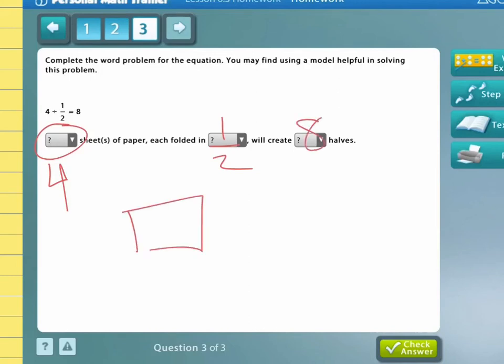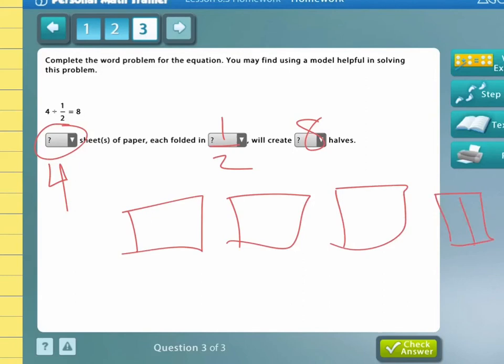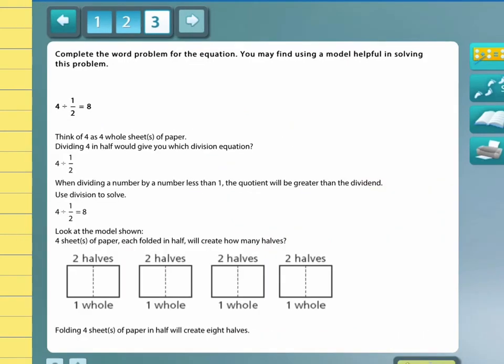And if you drew that, you would see that you would have 4 pieces of paper, and they're cut in half, and so you end up with 8 halves. And here is the Think Central example. They're showing exactly what we did. There's 4 sheets of paper. They're each folded in half. You end up with 8 halves. Just remember, what are you dividing is the key question. That is the end of this lesson.